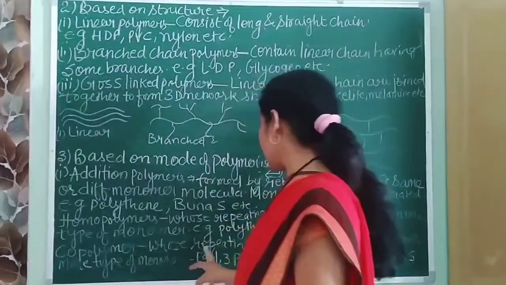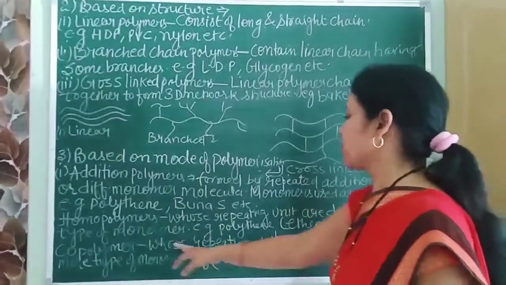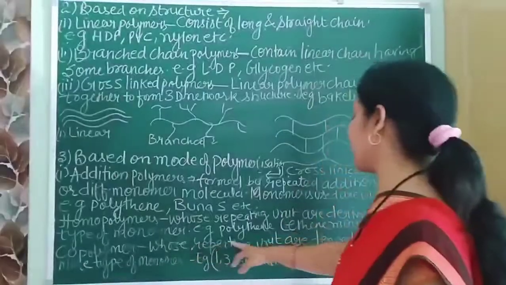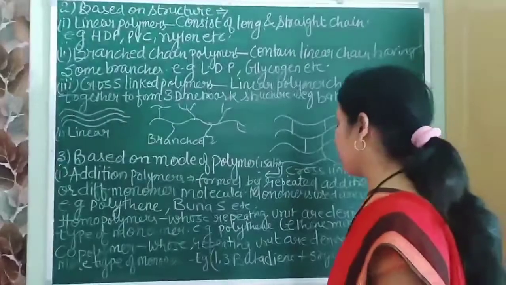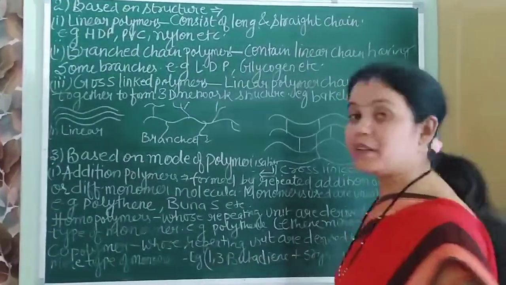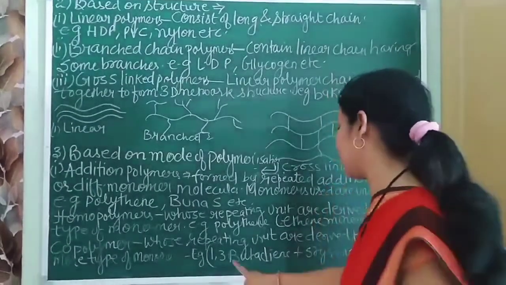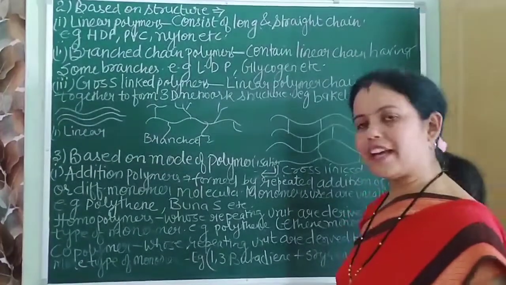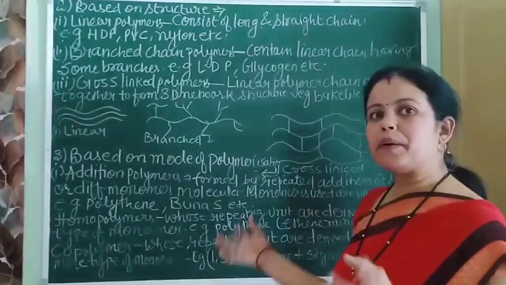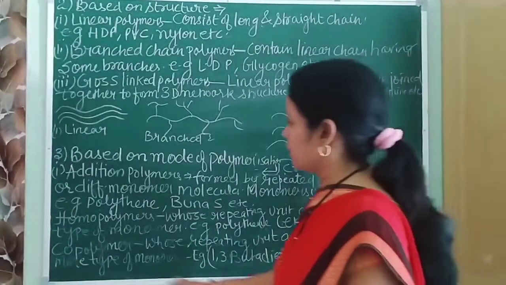Copolymer is also a type of addition polymer, but it is called a copolymer when repeating units are derived from two or more types of monomers. For example, in buna-S there are two monomers. 1,3-butadiene is one monomer and another monomer is styrene. So we will get the repeating units from 1,3-butadiene as well as from styrene.